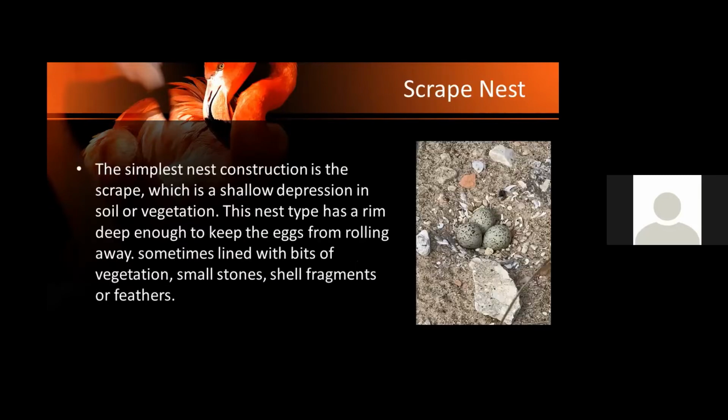Scrape nest. The simplest nest construction is a scrape, which is a shallow depression in soil or vegetation. This nest type has a rim deep enough to keep the eggs from rolling away, sometimes lined with bits of vegetation, small stones, shell fragments, or feathers.